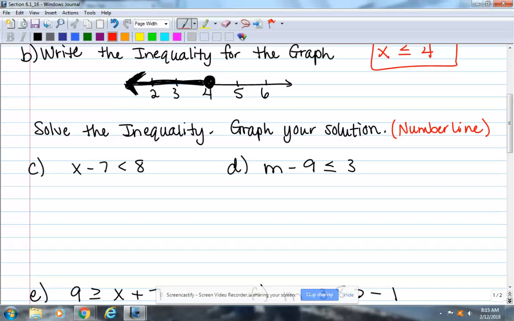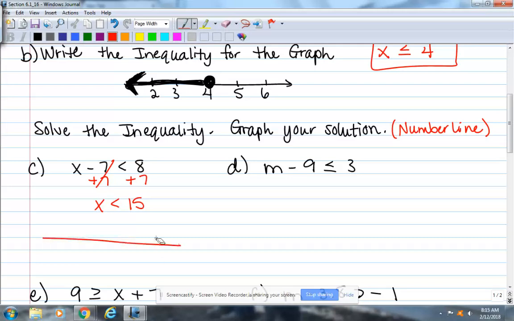So x minus 7 is less than 8. How do you think we're going to get x by itself? Add 7 to both sides. So x is less than 15. So x can be any number that is less than 15. Can x equal 15? No, because it just says less than 15. And it says to graph my solution, and that means on a number line.